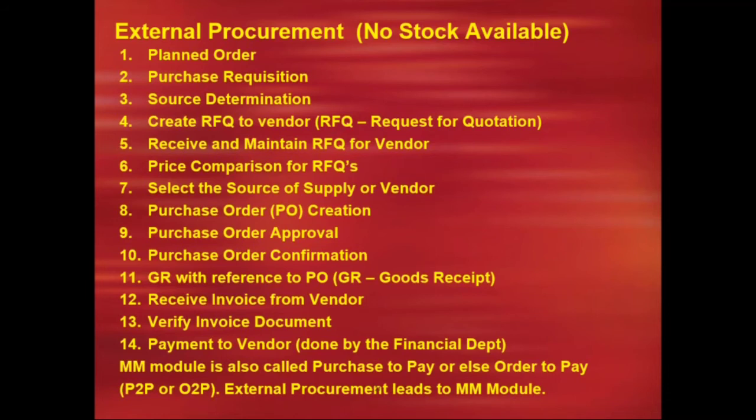The vendor will send the invoice. We receive the invoice, we check, we verify, and finally release the invoice for payment. So payment to the vendor is done by the finance department. So right from identifying the need of the material from planned order up to payment to the supplier, this total cycle comes under procurement, called external procurement, that leads to a functional module called SAP MM.